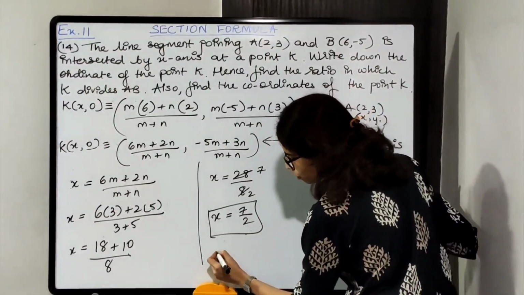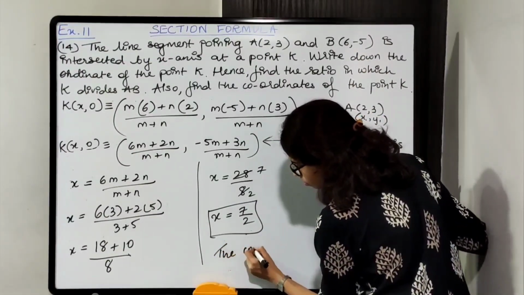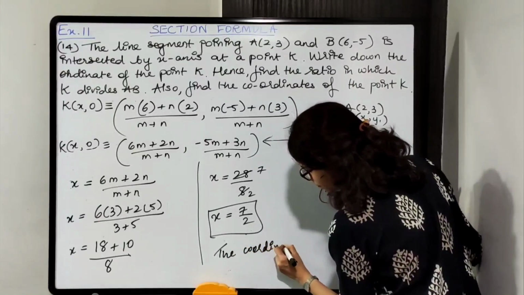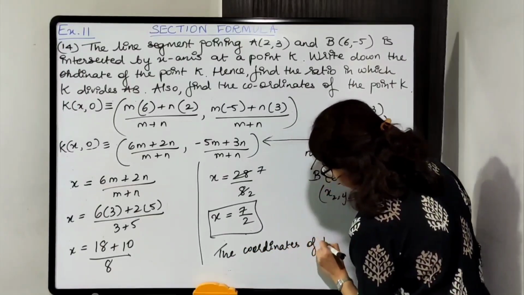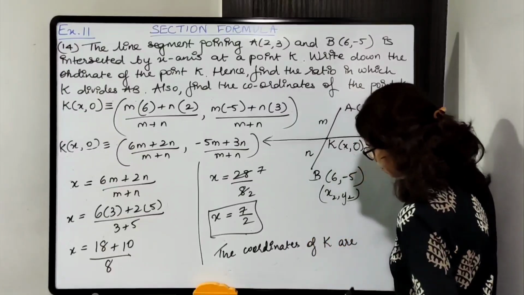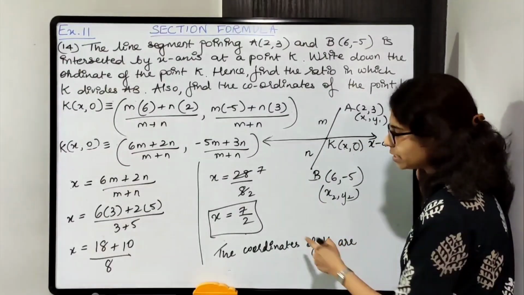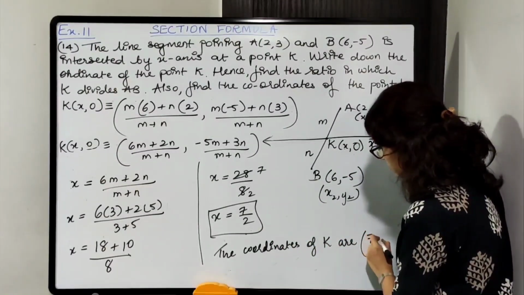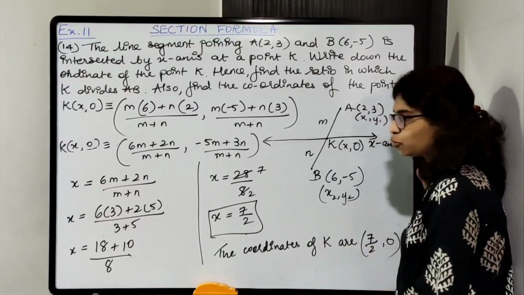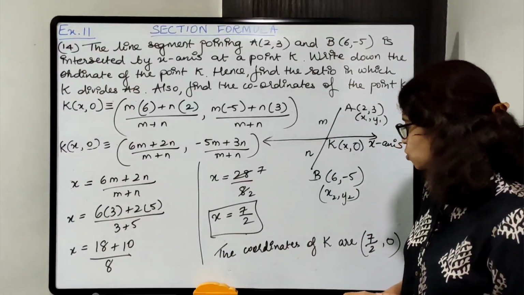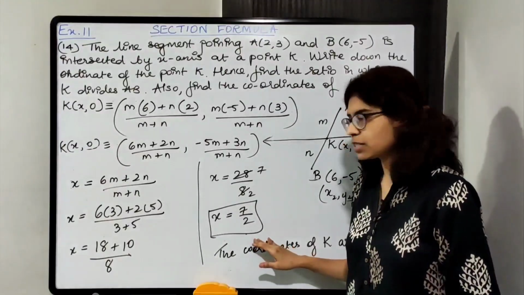Okay, so write down the coordinates of k are x comma 0, that is 7 by 2 comma 0. Okay, so don't forget the statement and box the value.